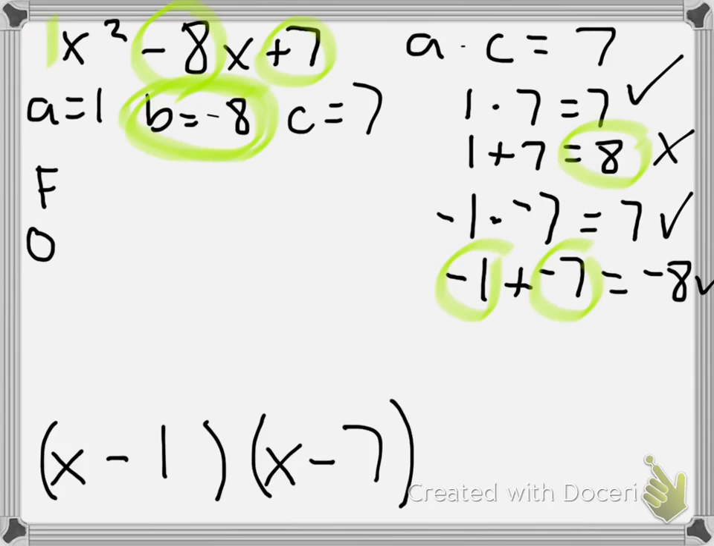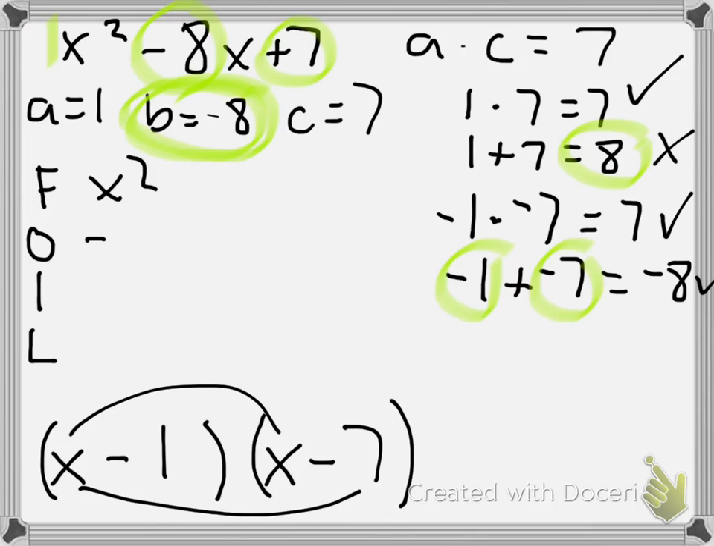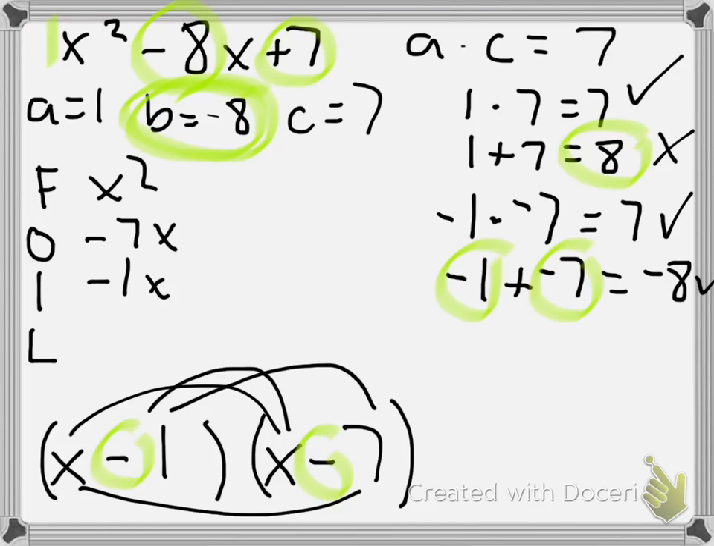First, outside, inside, last. The first two, x times x is x squared. The outside is x times negative 7. It's negative 7x. The inside is negative 1 times x. It's negative 1x. Don't forget, the negatives go when you multiply, so be careful on that. And then the last one is negative 1 times negative 7, which is positive 7.